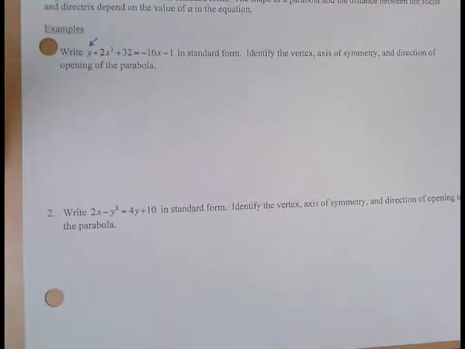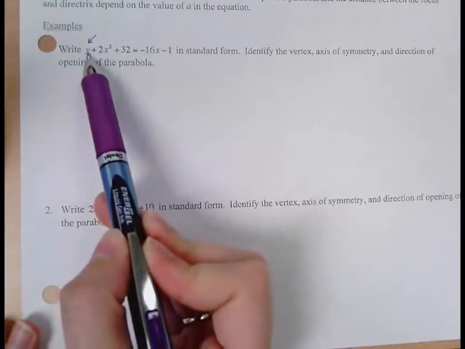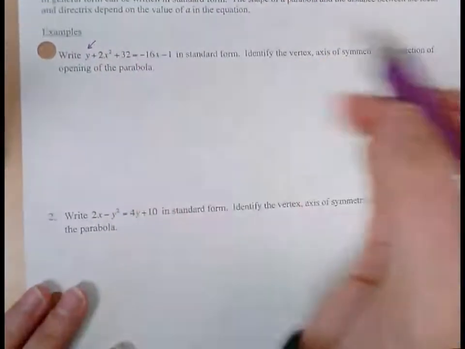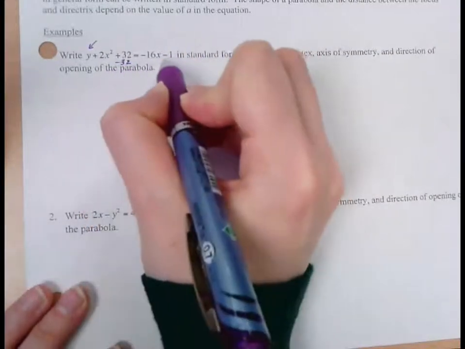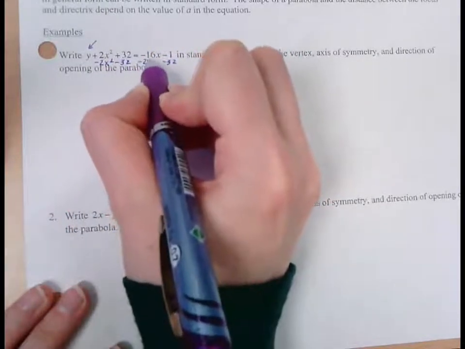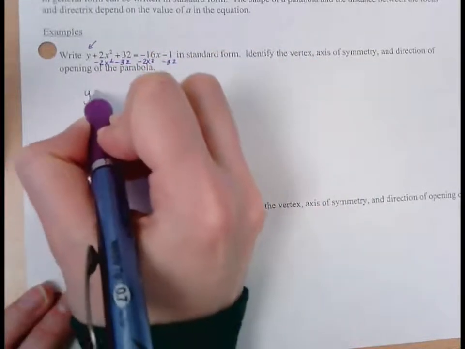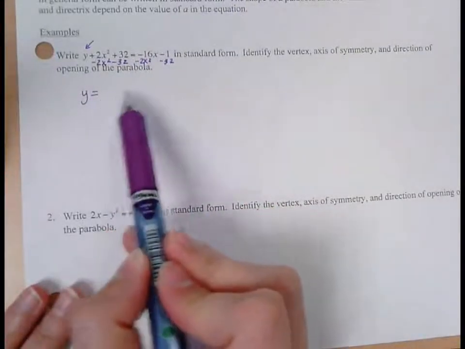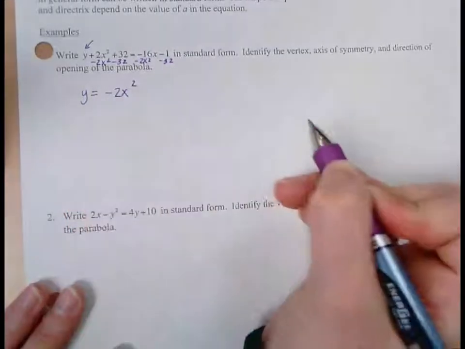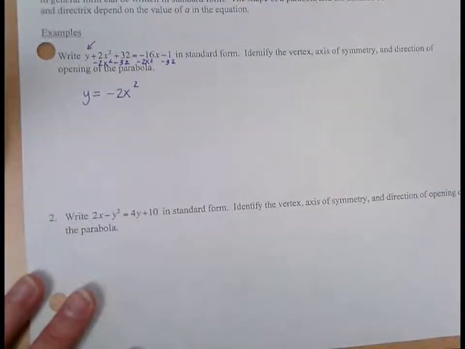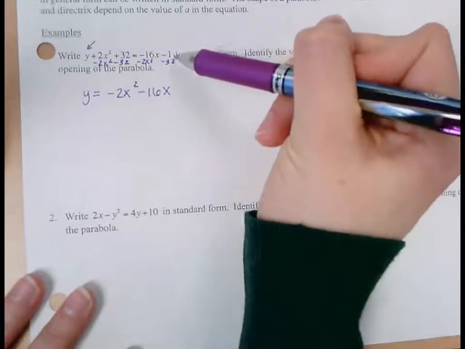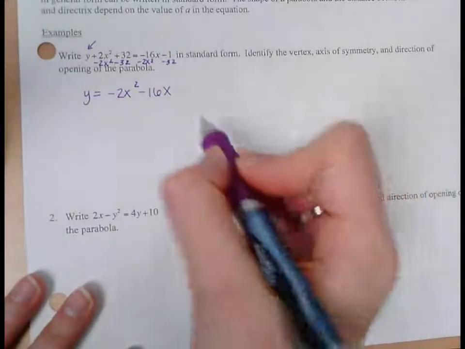And then what you want to do is get that variable alone. So we want to get y alone in our first step. So I am going to subtract 32 from each side and subtract the 2x squared from each side. So we'll have y equals, and then I'm going to write this in the general form, so I'm going to write the negative 2x squared first, followed by the minus 16x. And then we have a minus 1, and we're subtracting 32, so we have minus 33.